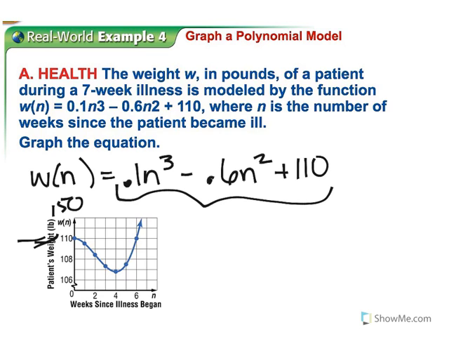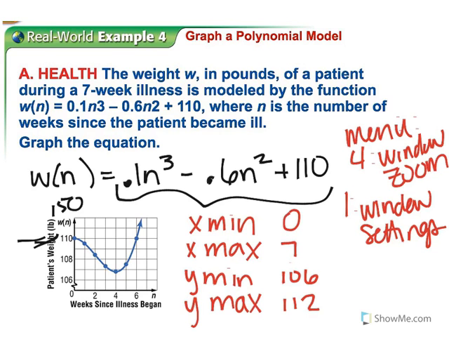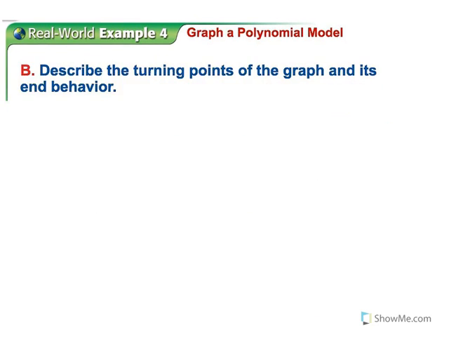You go to Menu, number 4, which is called Window Zoom. And you're going to go to Window Settings. Here it's asking for your X-min, your X-max, your scale. We'll keep it at auto. Y-min and Y-max. I want you to plug in the following. On this, you might have to play around with it a little bit to make sure it actually looks right. But when I played around with it, this is what got us the same graph over here.